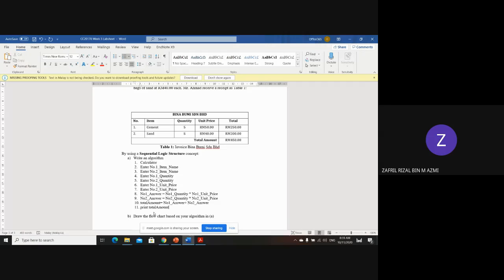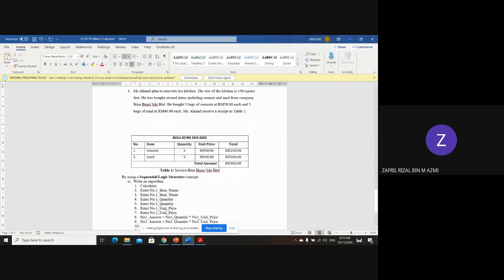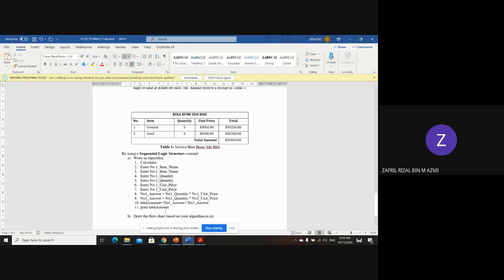You cannot just print only one value unless the question strictly mentions only print total amount, then that's okay. Otherwise, you need to think carefully. What should be printed? What should be the input and the output of your system? In this case, the output should be everything. I think everything needs to be shown. Otherwise it is less accurate.